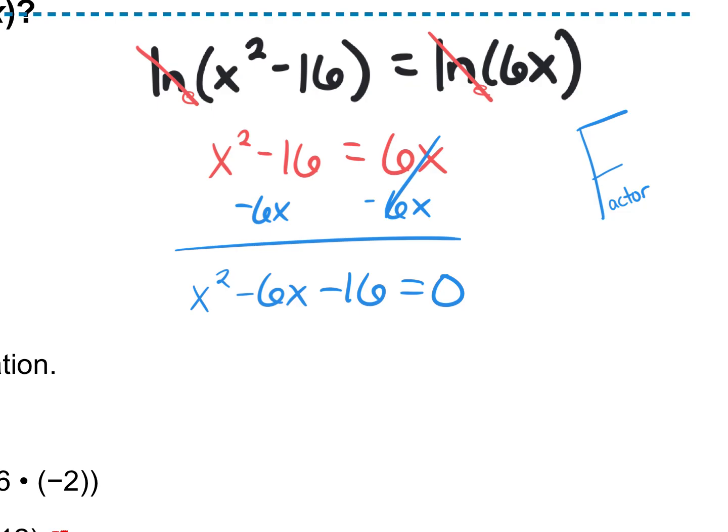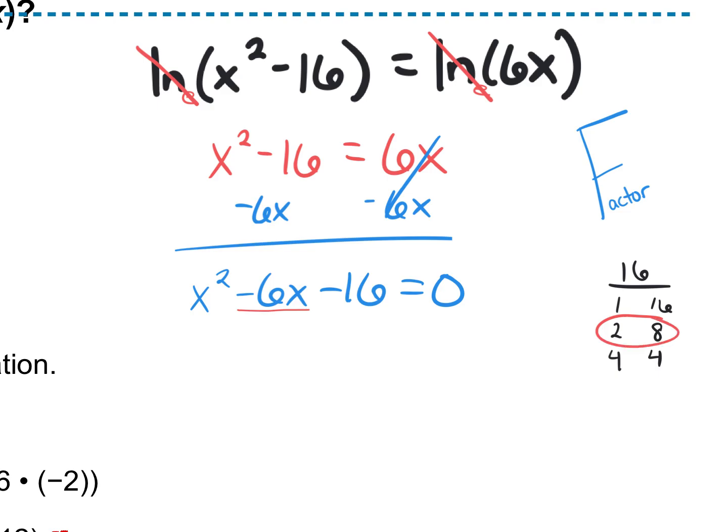Nope, that'll get us farther away from where we're at. Now this is where we want to factor. We want to look for factors of 16. What are factors of 16? 1 and 16. 2 and 8. 4 and 4. So now, which one of those factor pairs gets us to add up to negative 6?